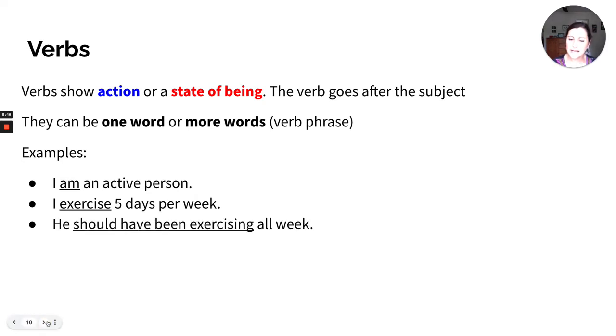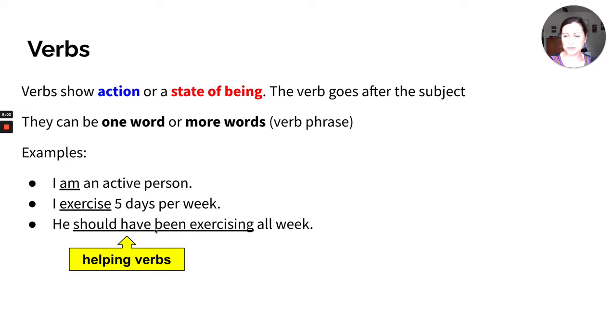He should have been exercising all week. This is an example of a longer verb phrase where it's 1, 2, 3, 4 words that are part of the verb. These are called helping verbs, should have been. Exercising is my main verb.